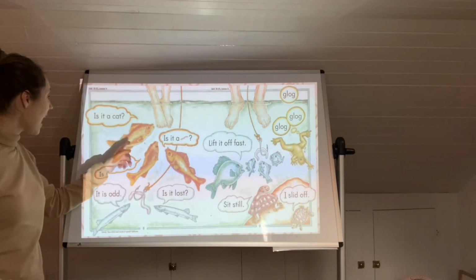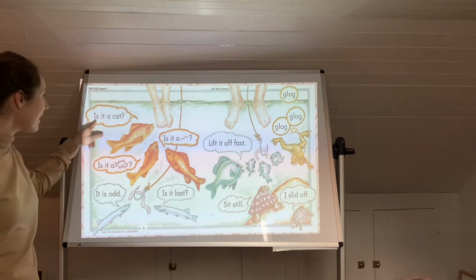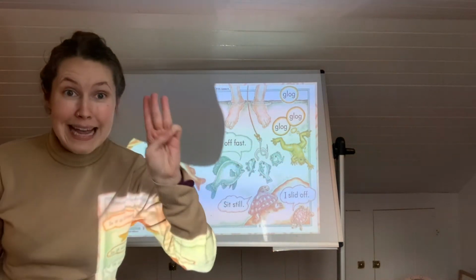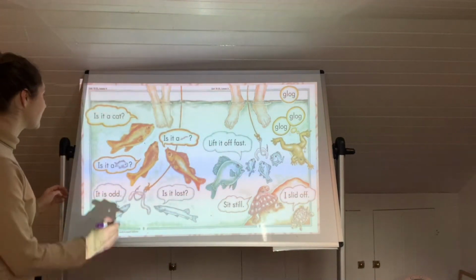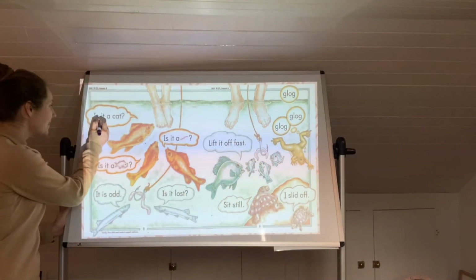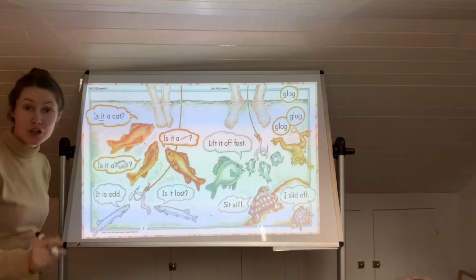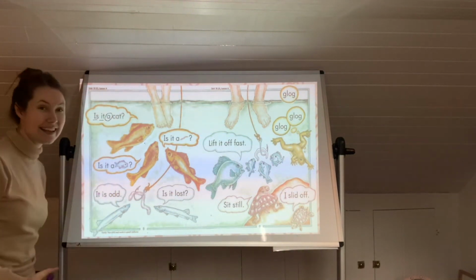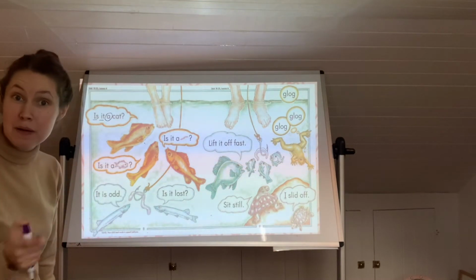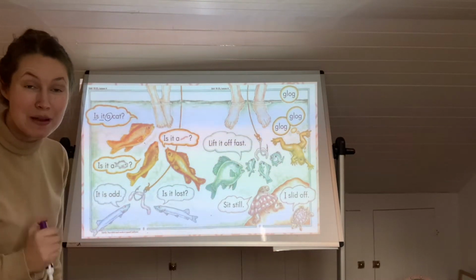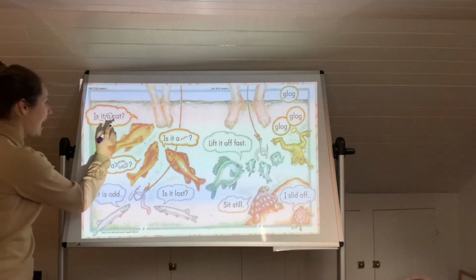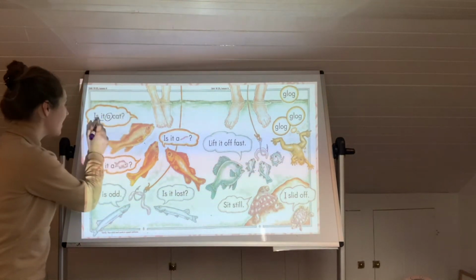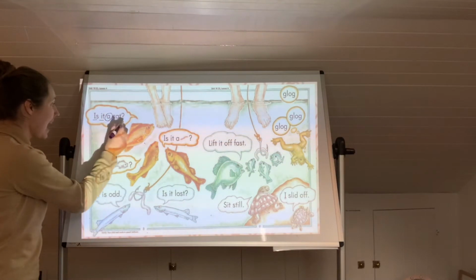So first, I see this goldfish. Let's sound out what this fish is saying. I see 3 memory words in this sentence. Is, it, those are 2 very important memory words. I see that letter A by itself. Remember, when we see A by itself, we say uh. And now we can sound out our last word. Cat. Is it a cat?